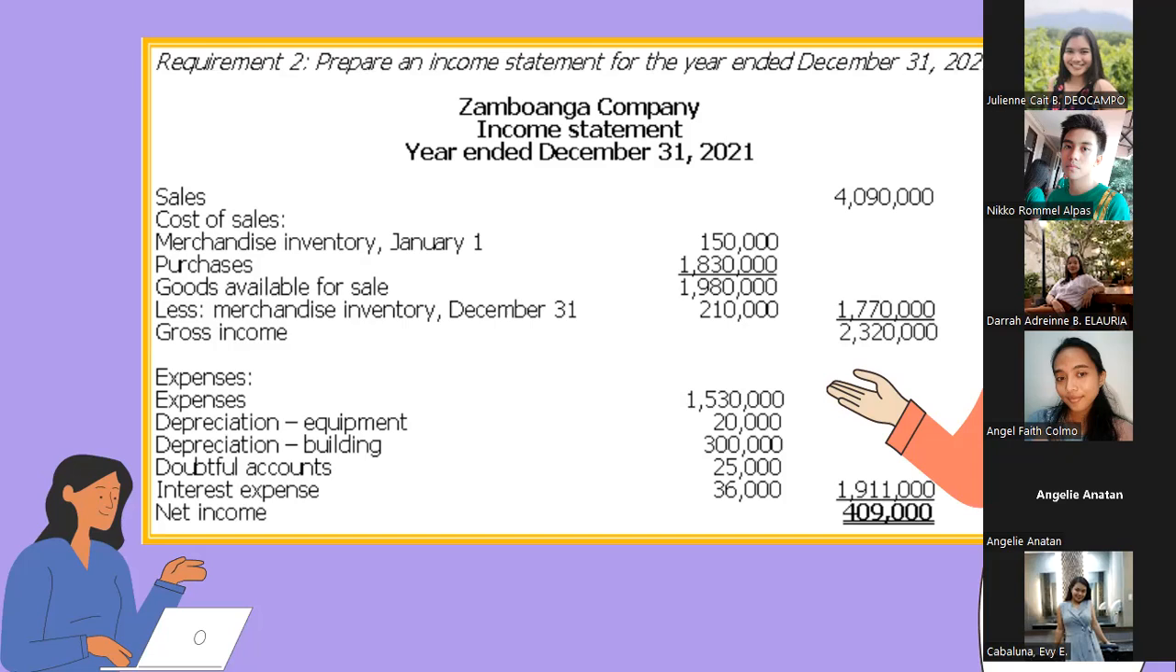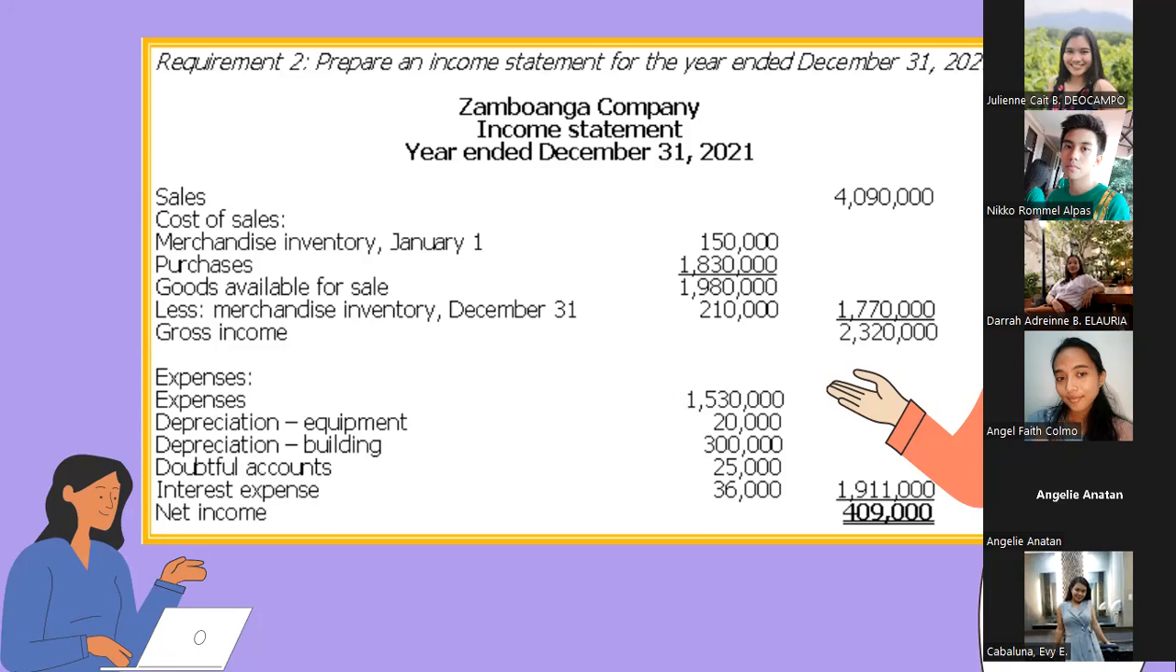So continue with requirement 2, please. Okay, for requirement number 2, we need to prepare the income statement. First, I will present its content, and later on, I will discuss the computations for sales, purchases, and expenses. So just take note of those.